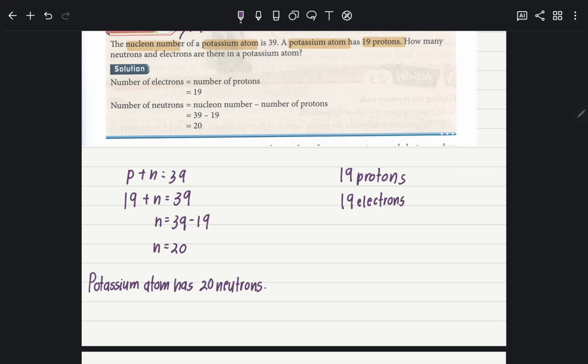Okay, and they ask about electrons. In an atom, proton and electron are just the same. So you can say the potassium atom has 19 electrons. Why only 19 electrons? Because it is an atom. Atom means proton and electron are the same. I hope you understand by now, because I gave a very brief explanation, the simplest one I can give. We will do more questions to enhance your understanding.